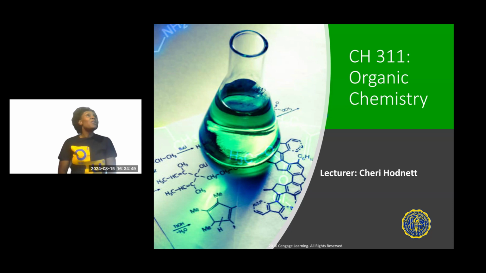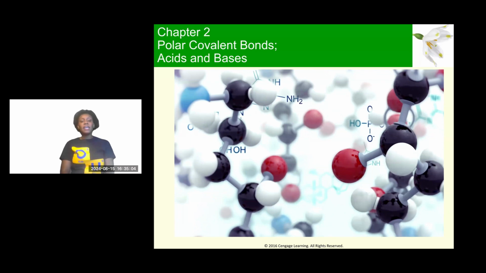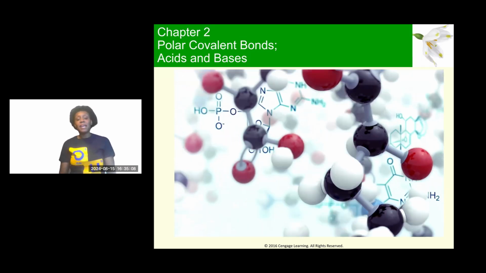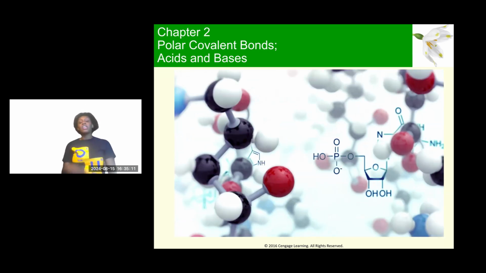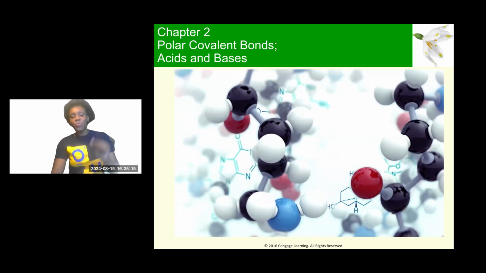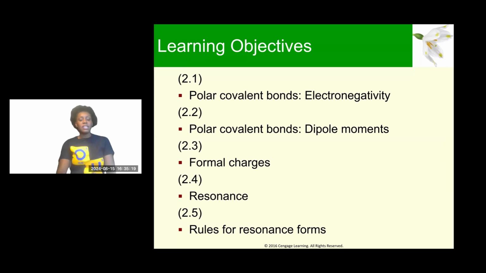All right, you guys. So this is organic chemistry, and my name is Professor Hodnett, and we're starting chapter 2. So chapter 2 is all about polar covalent bonds. We're going to talk about acids and bases, as well as calculating formal charges. And so I have a nice little 3D model going on there. So let's get started with the objectives for today.